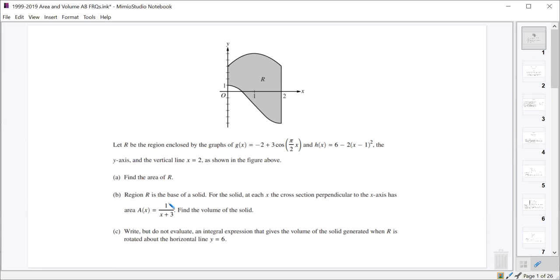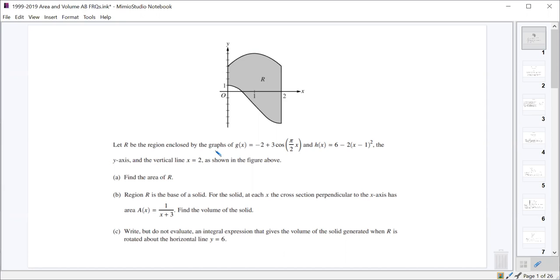So we want to find the area of region R. You guys okay with that? You guys all right? Okay. We're going to find the area of region R. In order to find the area of region R, we need to find the upper function and the lower function, subtract them, and then integrate, right?